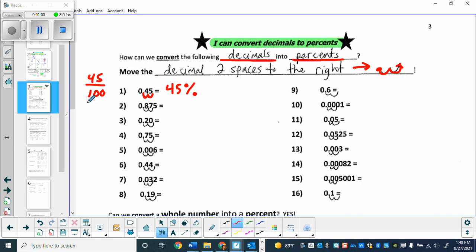Now, none of us feel like reducing 875 thousandths. If we did reduce so that the denominator was out of 100, we would just divide both of these by 10, and I'd get an 87.5 up here. But we don't want to do all this math. So our little shortcut, we can just move this thing twice, and that's where I'm going to get my 87.5%, y'all.